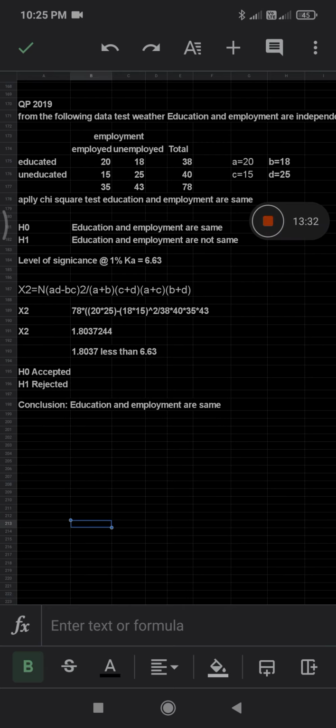We'll meet in the next problem on the goodness of fit. Chi-square on goodness of fit.